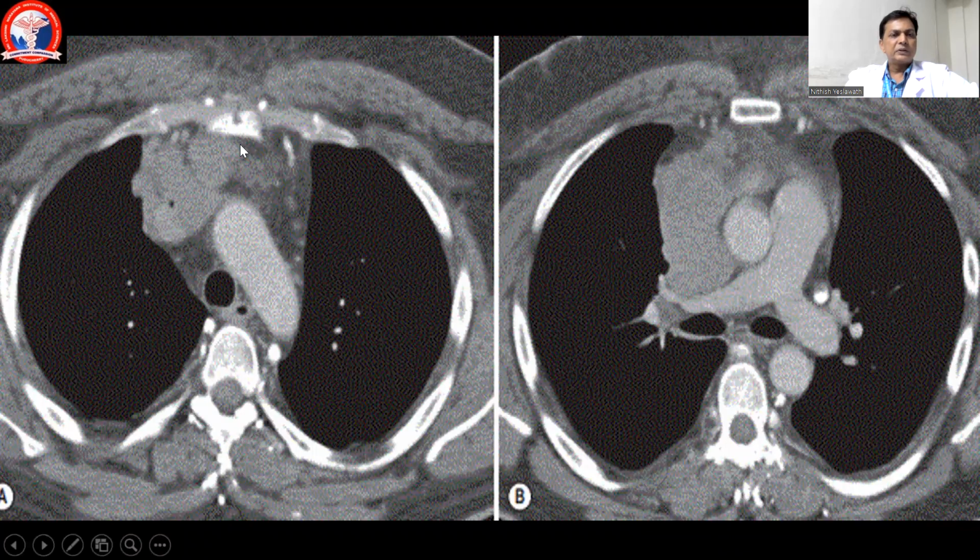Here we are seeing again a large soft tissue mass in the mediastinum. It is extending to the hilum as well, and encasing almost the right pulmonary artery. So this is lymphoma.